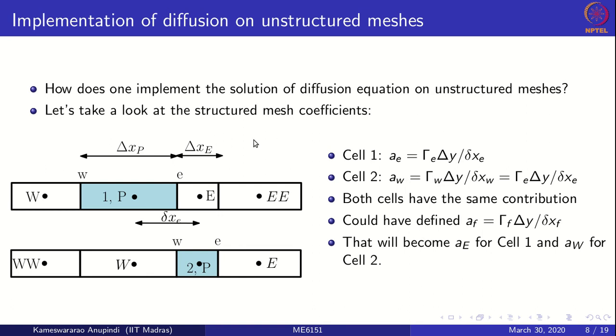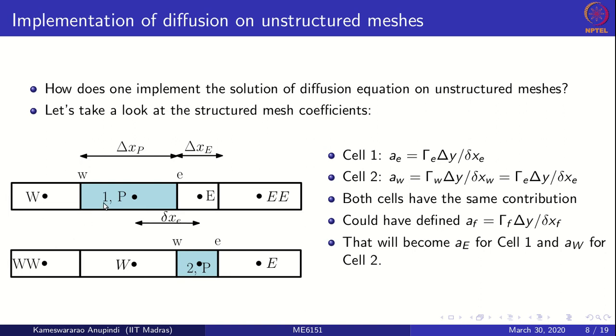Now, in order to understand this, let's first take a look at a structured mesh. I'm looking at a structured mesh that is one dimensional, but non-uniform. You can see the widths are all different for every cell. What we see here on the top is the same mesh as what we see at the bottom. So these are basically the same mesh.